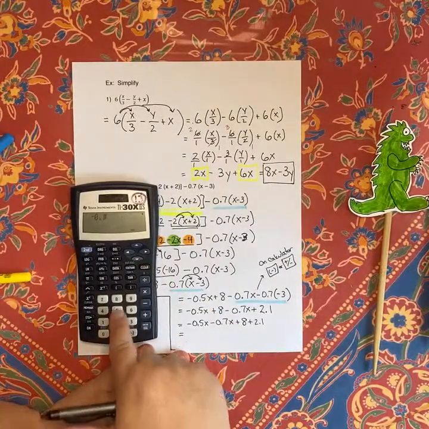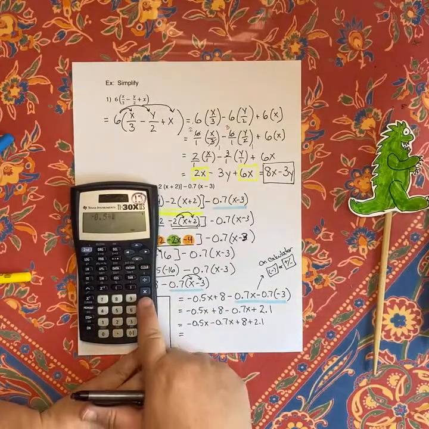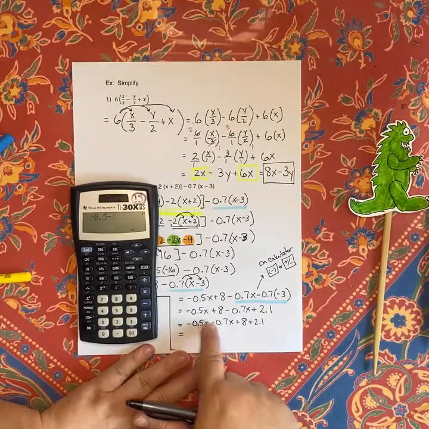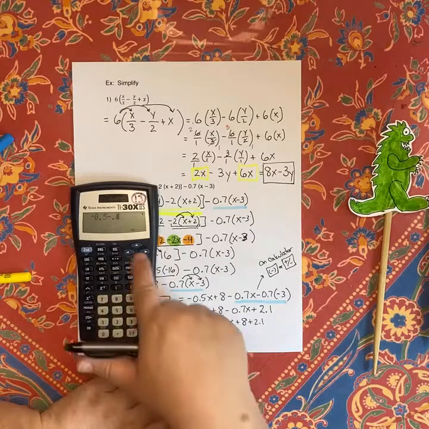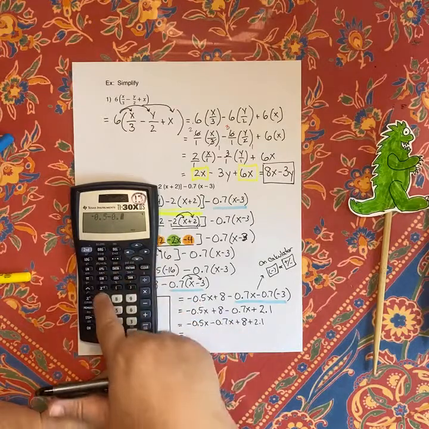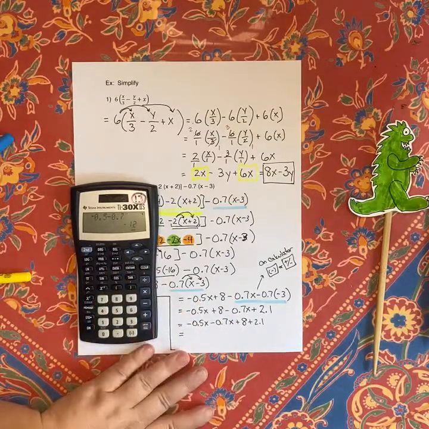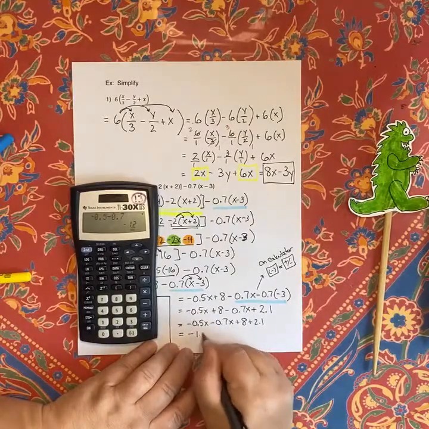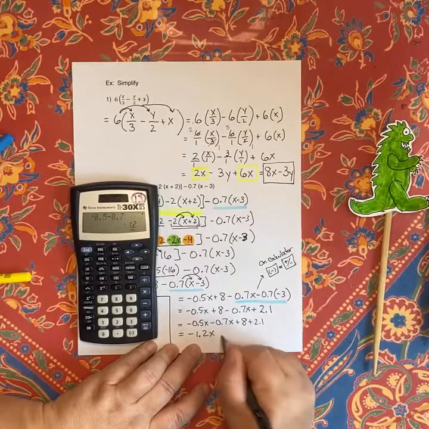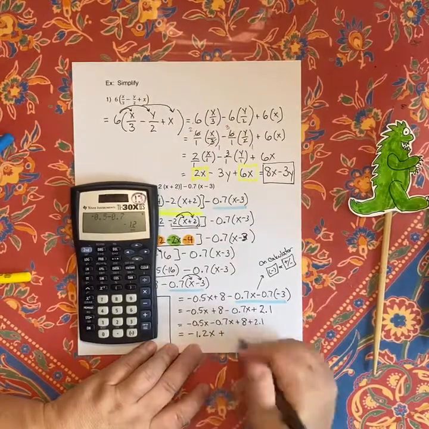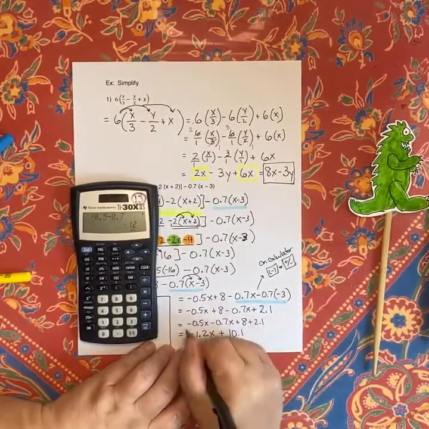Negative 0.5 minus. Now I can choose, because this is between two things, I can use a minus 0.7. This is negative 1.2, which I could have guessed. 5 plus 7 is 12. 8 plus 2.1, 10.1, and we did it.